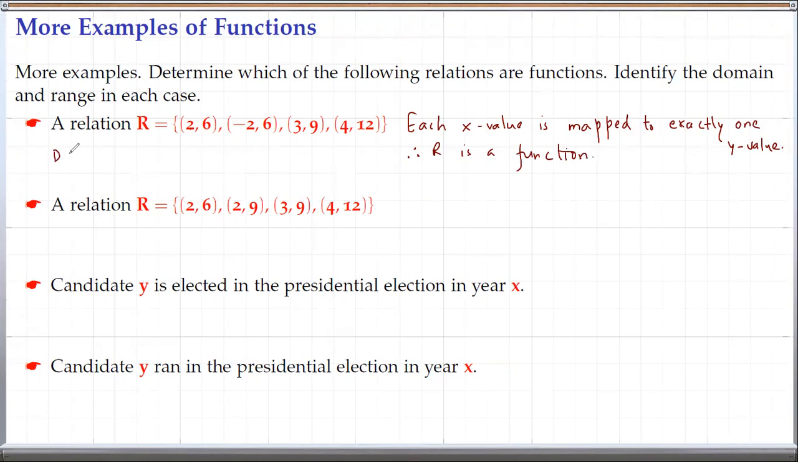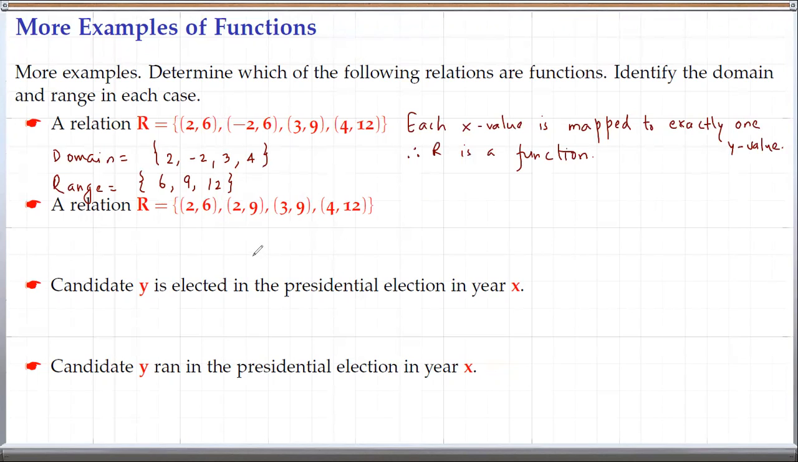And we can determine the domain and range. So domain is the set of all the x values. So 2, -2, 3, and 4. This is the domain. And range is the set of all the y values. So 6. And 6 again here, so we don't have to write that twice. 9 and 12. This is the range. Now let's look at the next example.